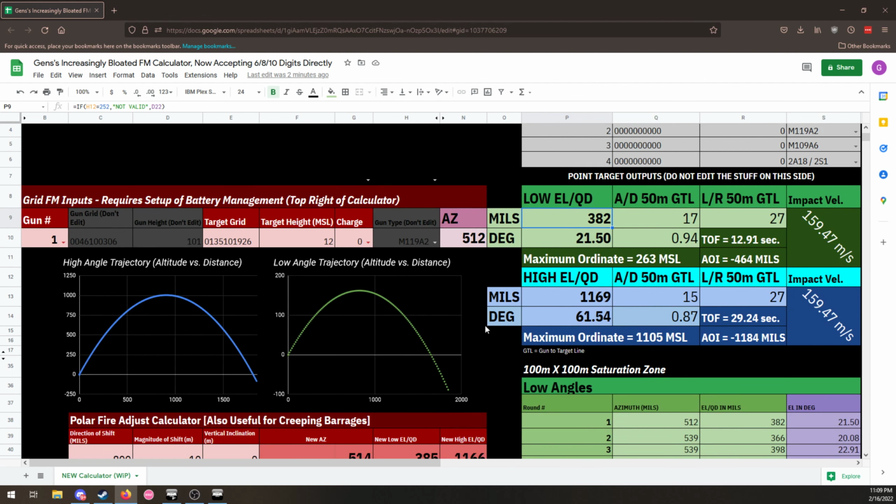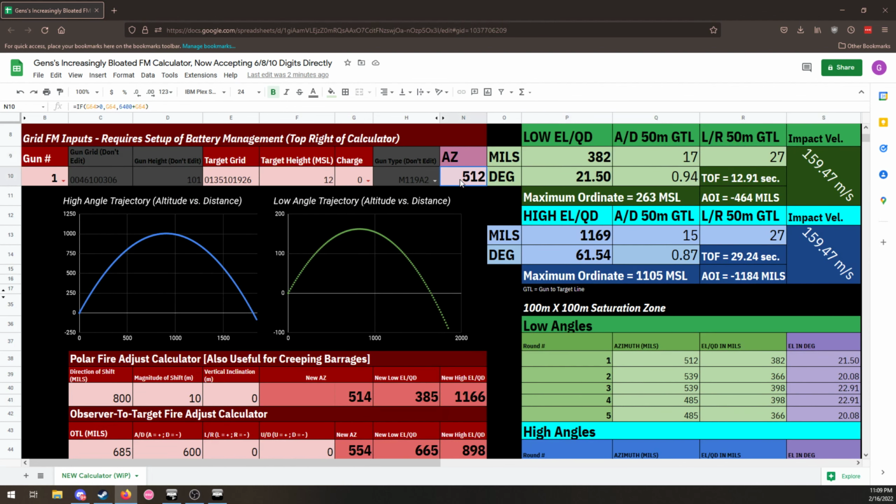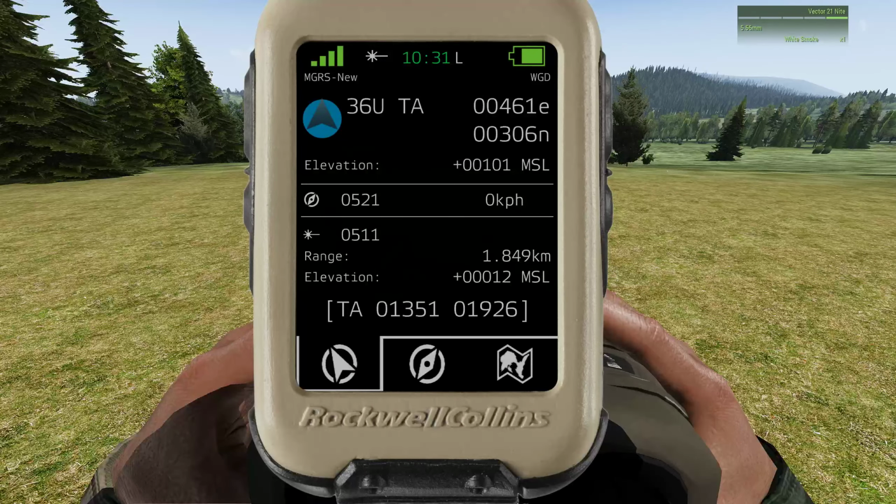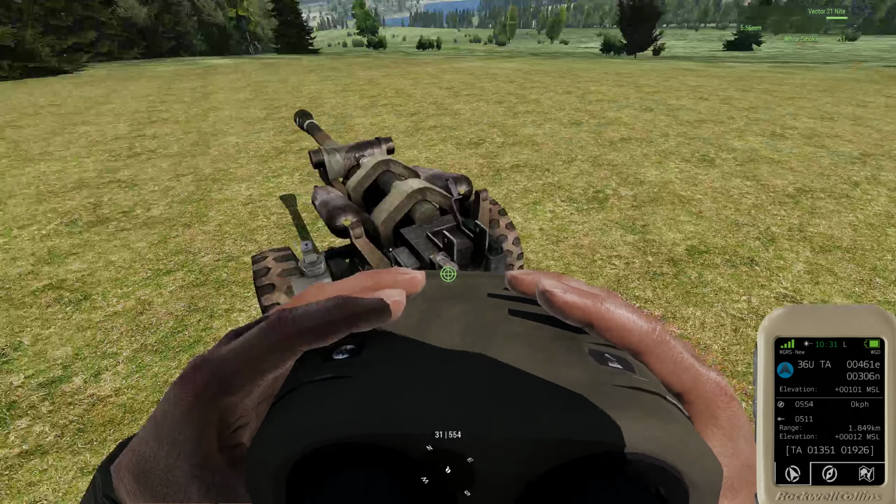That's because, as we can see from this graph here, we are going up and then hitting something that is actually lower than us. So, just to prove that it works, let's go ahead and use these two numbers, 512 and 382, to hit that building. Alright, so back to the game.